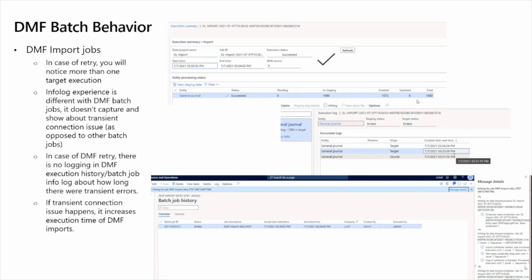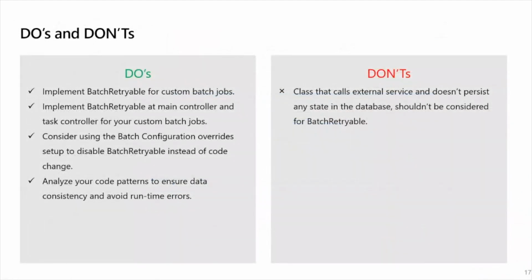However, there is one thing that we have, even if that happens, and if you go to the execution log, you won't see any error that we are logging about any transient failure or any retry happening. DMF is not logging that error. That error only logs if it's a source to a staging. So that's the behavior on the DMF side.